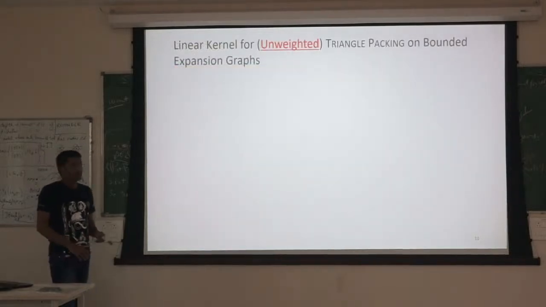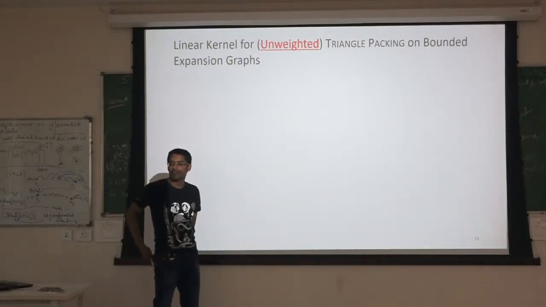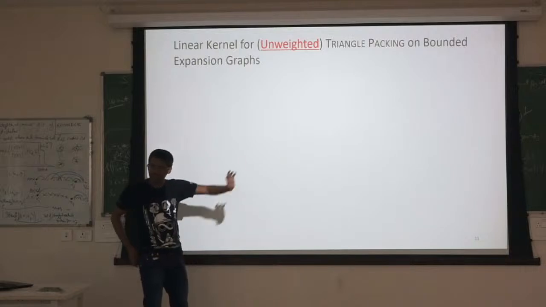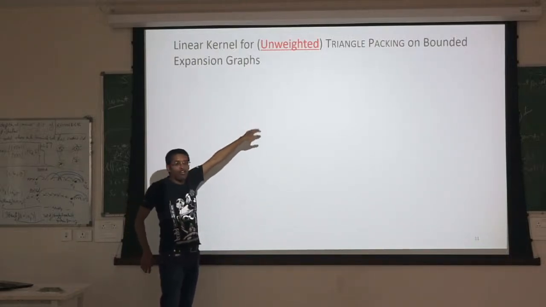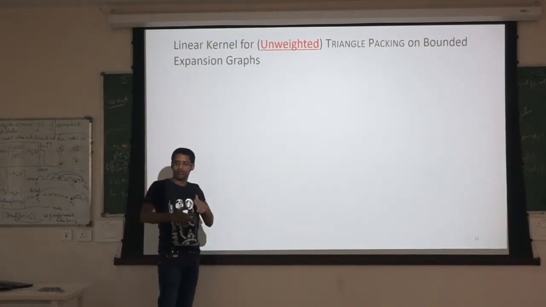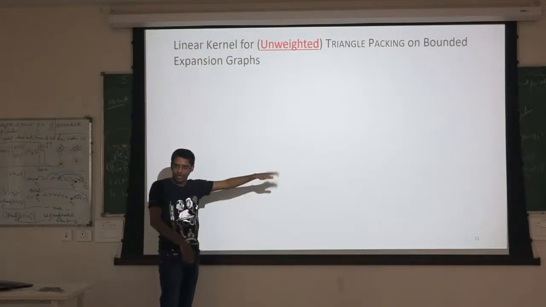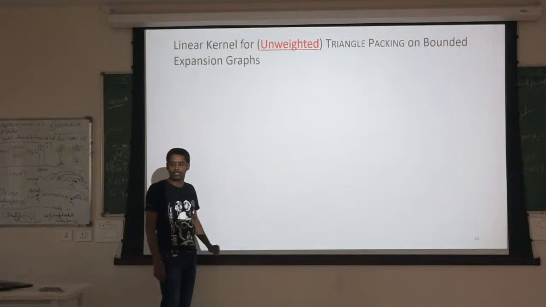Using this, let's see how to get a linear vertex kernel for unweighted triangle packing. The same argument that we gave for the sunflower lemma applies, because we will use the sunflower lemma. Although I told you that we have a result for weighted triangle packing, just to simplify it I will present it for the unweighted setting, but it's not hard to see it will also work for the weighted setting.